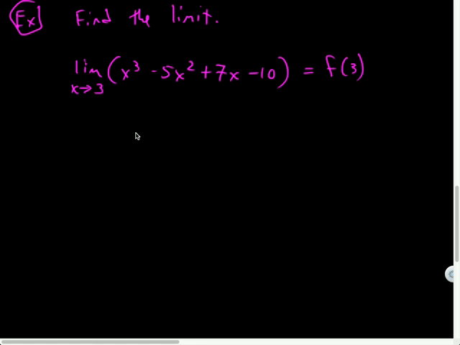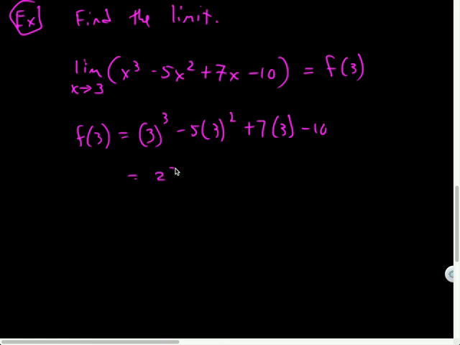So let's just plug in 3. So what is f of 3? That would be 3 cubed minus 5 times 3 squared plus 7 times 3 minus 10. You can skip all this work if you need to and just write the answer. What's it going to be? 21 minus 10 is 11.